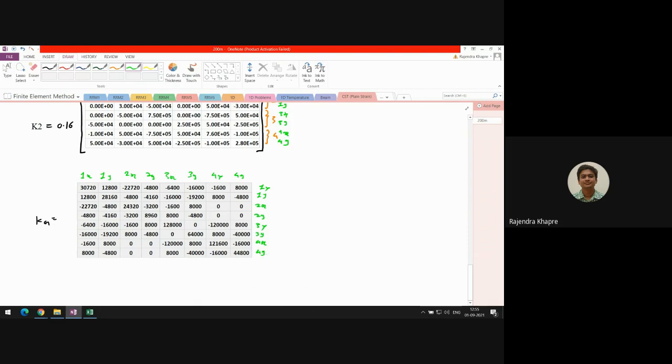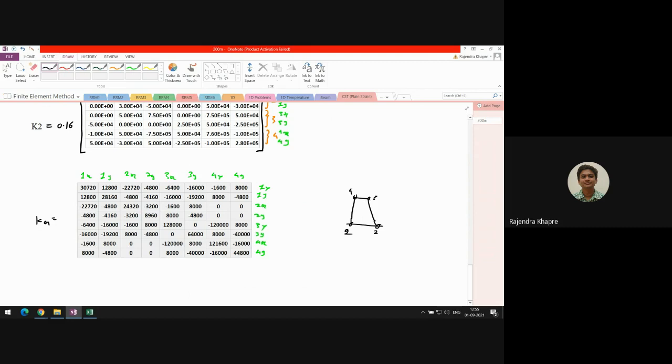Now I'm just quickly drawing a figure of your entire structure one more time. It was like this, isn't it? This was node number one, this was node number two, this was node number three, and this was node number four.